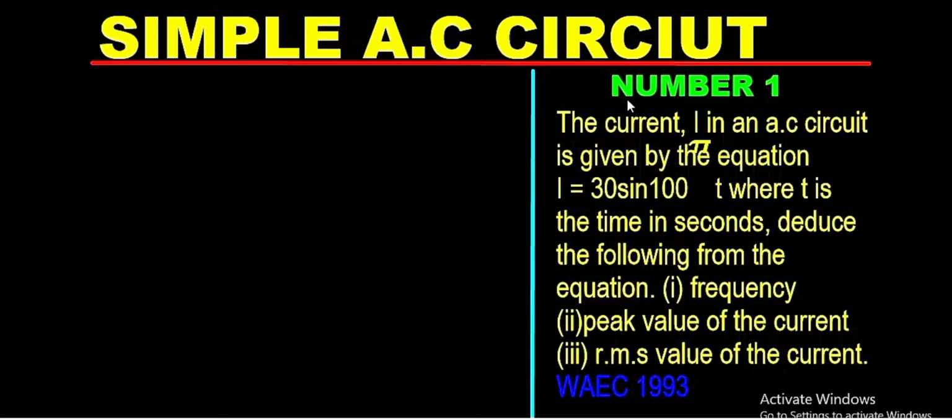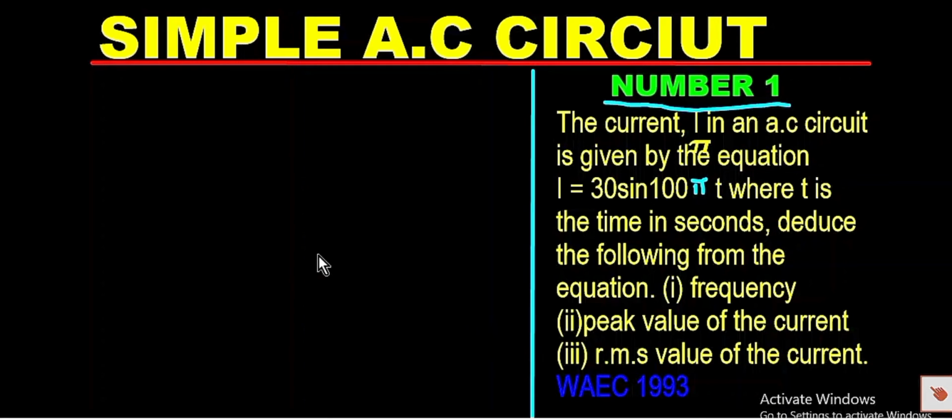And I have a question for number one, and if you look at this very well, it is WAEC 1993. So this is the number one question, right? The question says that the current I in an AC circuit is given by 100 pi t. Deduce the following from the equation: the frequency, the peak value of the current, and the RMS value.